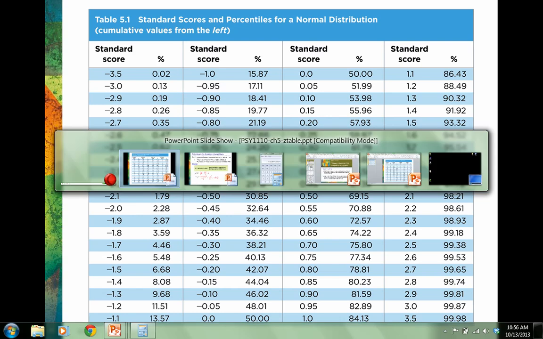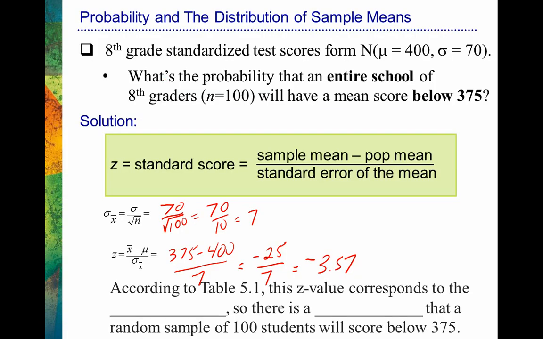All right, so how would we summarize what we found here? According to table 5.1, the z-value corresponds to the 0.02 percentile. So there is a 0.02% chance that a random sample of 100 students will score below 375. In other words, it's really rare that we would find a value like that just by chance.